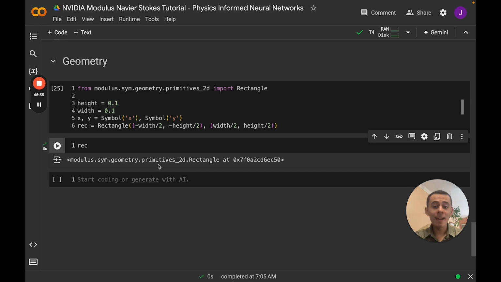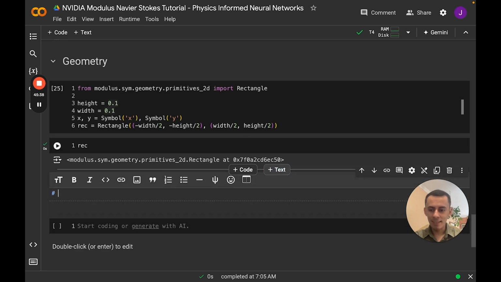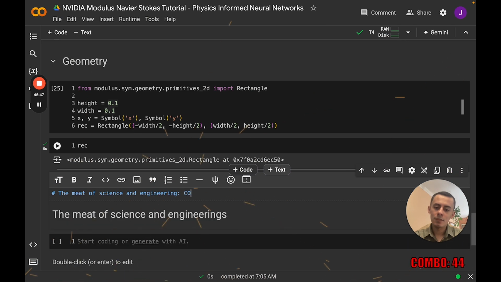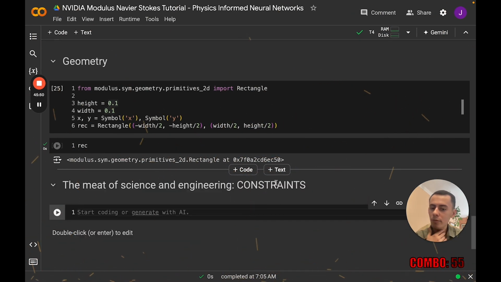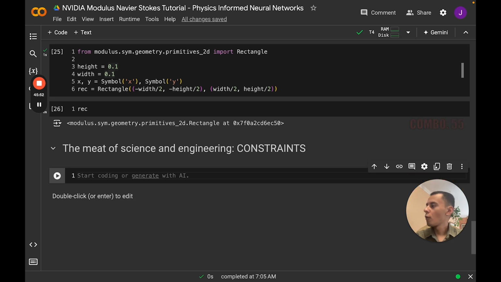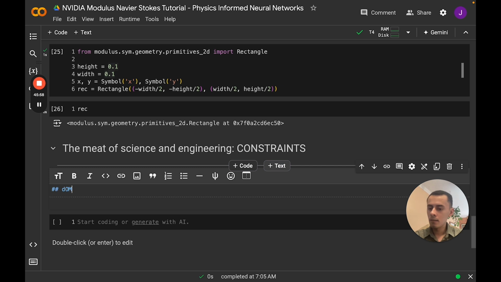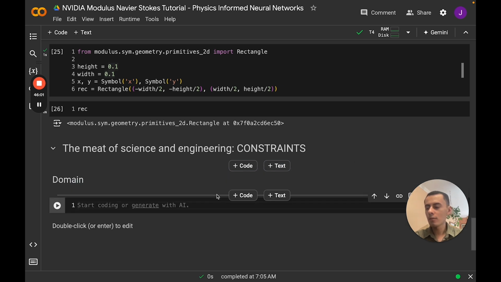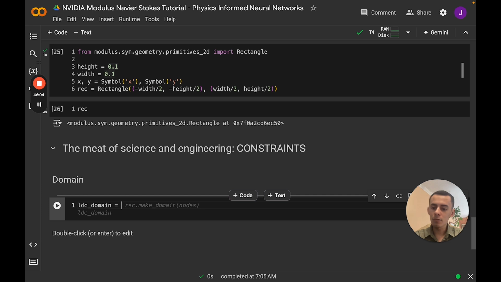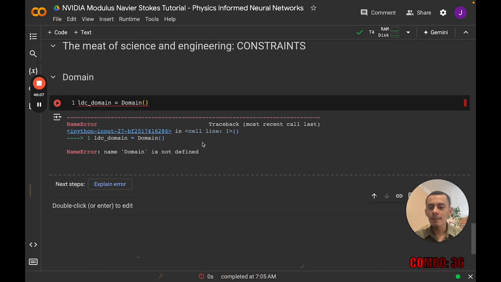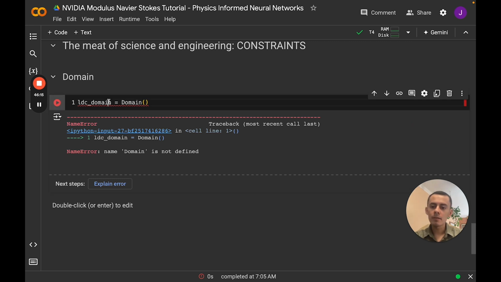Okay, cool. Now the meat of science and engineering simulations: constraints. That's what we're doing now. So first we need the domain. The domain is ldc_domain equals Domain. Oh, Domain is not defined. Okay, that's cool. So again, another class we need from NVIDIA Modulus.